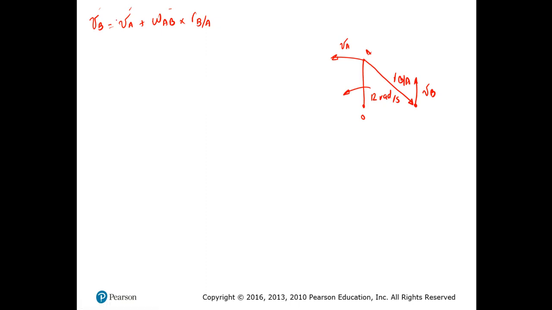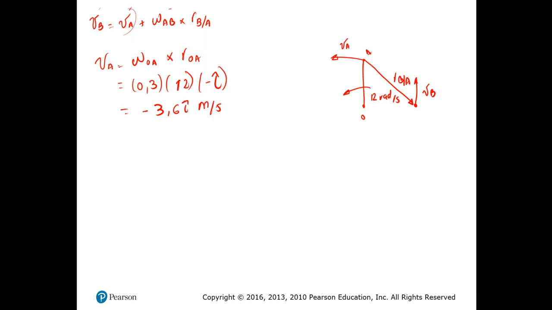I can easily find V_A because V_A equals omega_OA multiplied by the distance from O to A. I can find this because it's perfectly horizontal, so I can use the scalar form: 0.3 multiplied by the angular velocity, which is 12, and this goes in the minus i direction. If I do this calculation, I get that velocity A is minus 3.6 i meters per second.